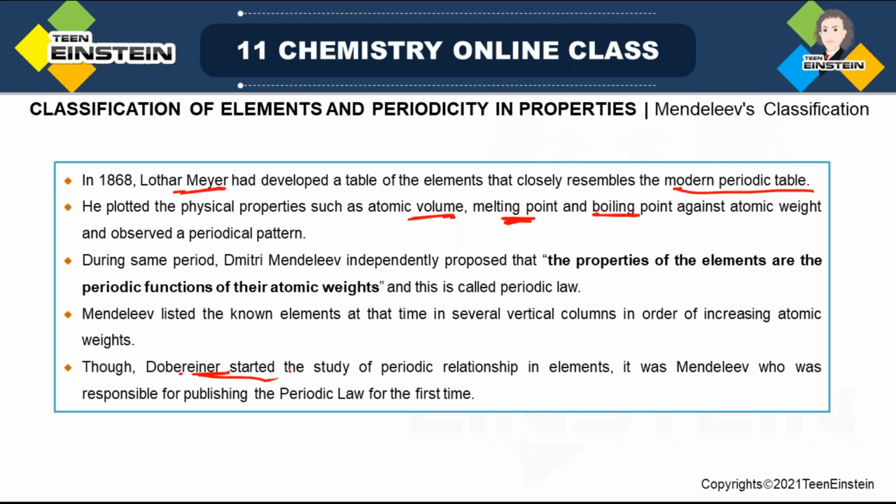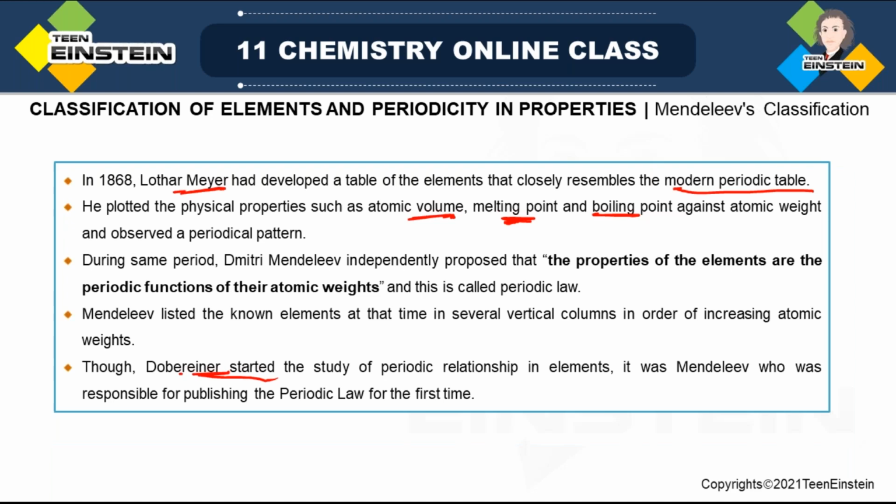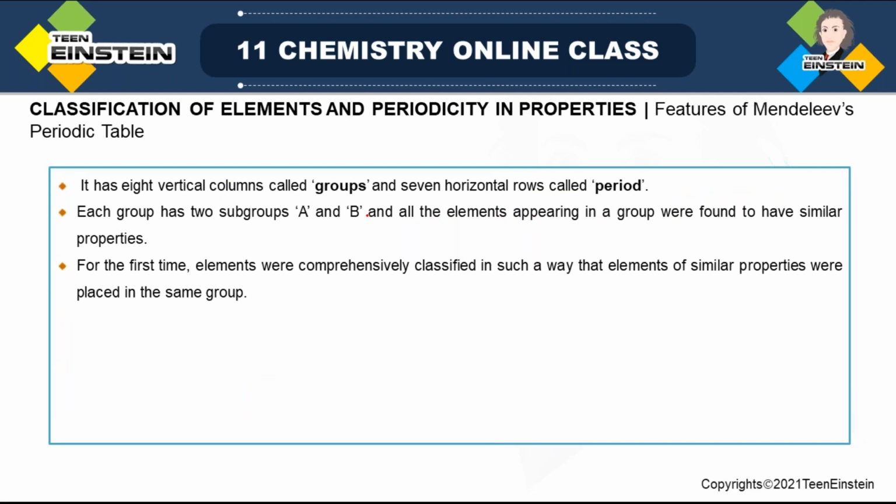Now, what are the features of Mendeleev's periodic table? As said in the previous slide, Mendeleev listed known elements at that time in several vertical columns. These vertical columns are known as groups. And there are seven horizontal rows that are called periods. So periods are horizontal rows like this, and groups are vertical columns. That is the difference.